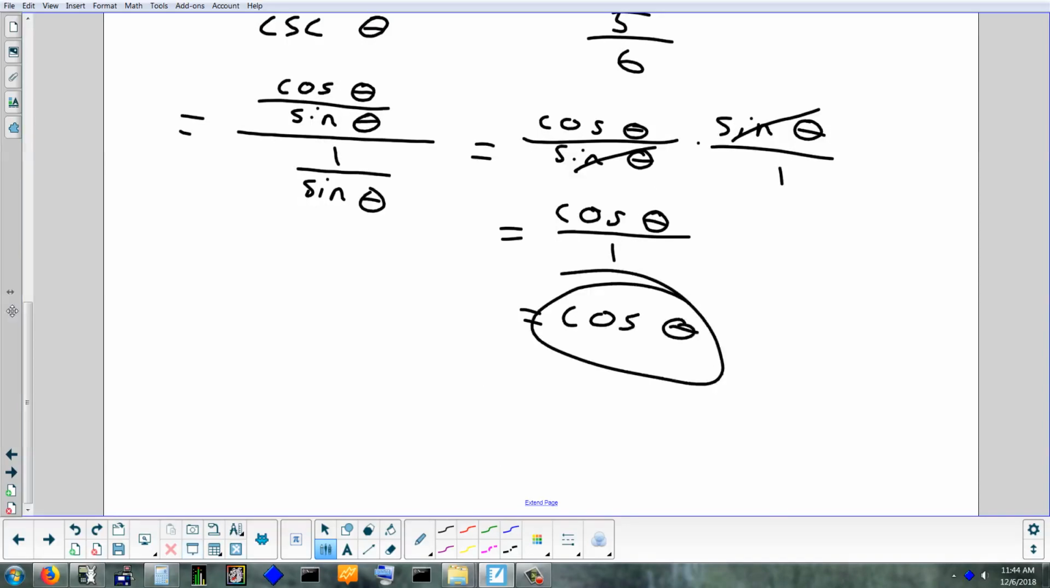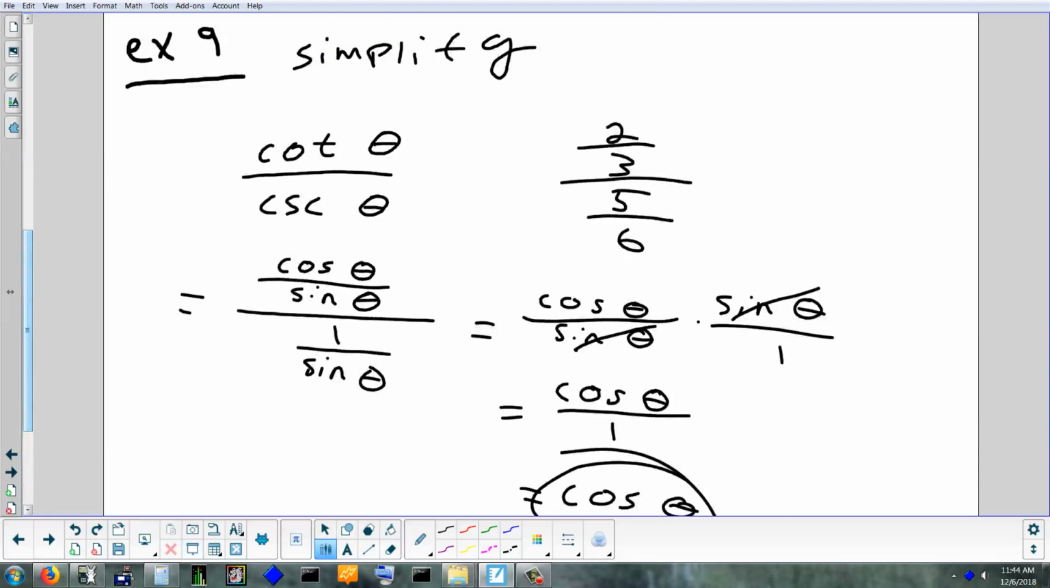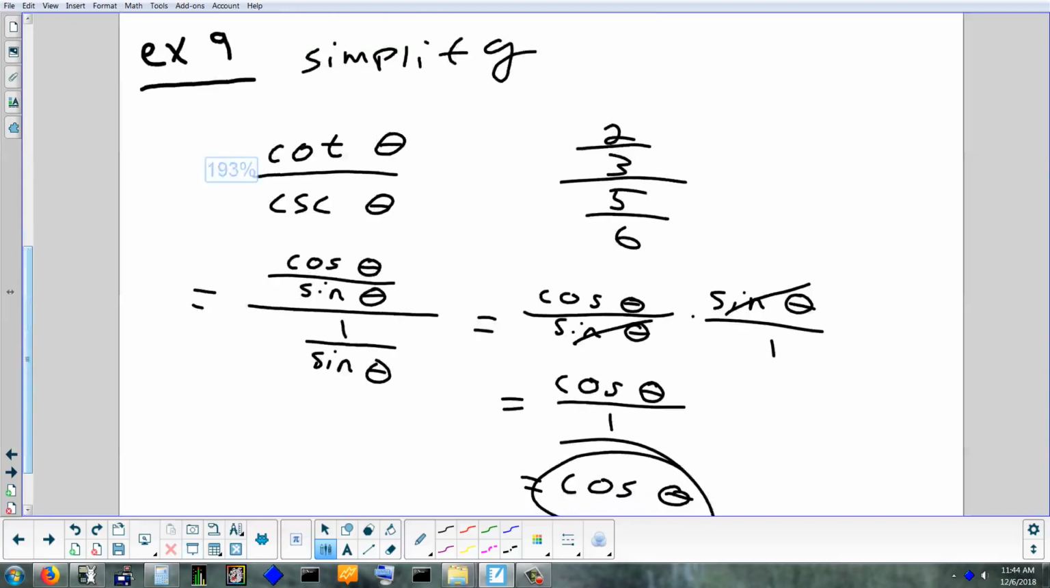Okay. So we started out with kind of a complicated looking thing. It had two different trig functions divided.